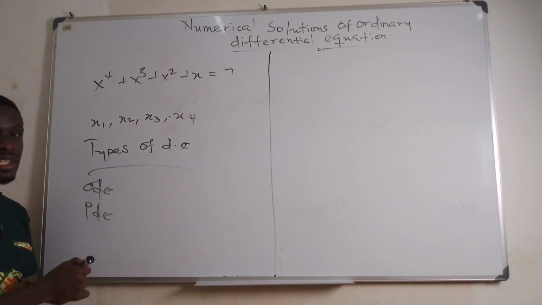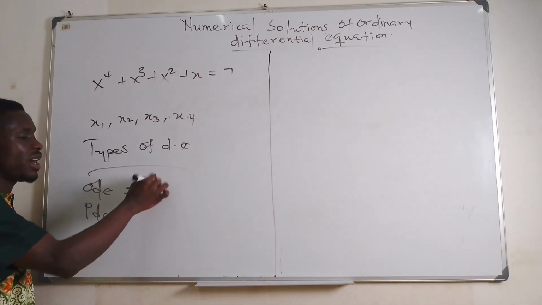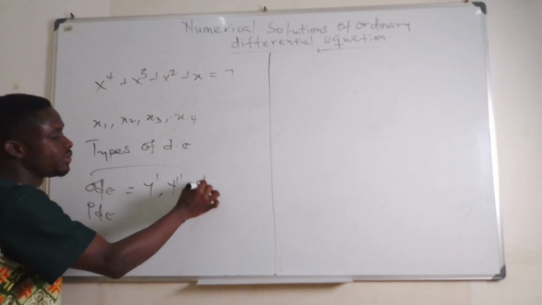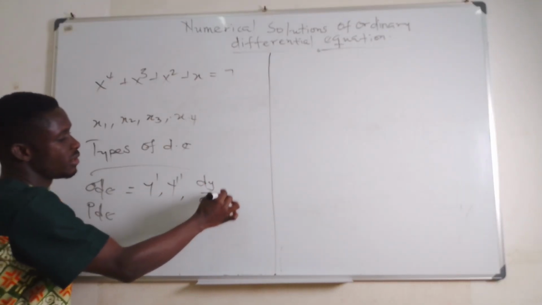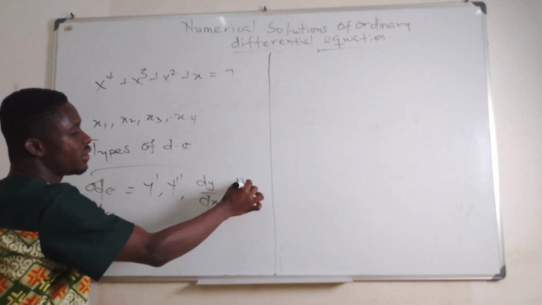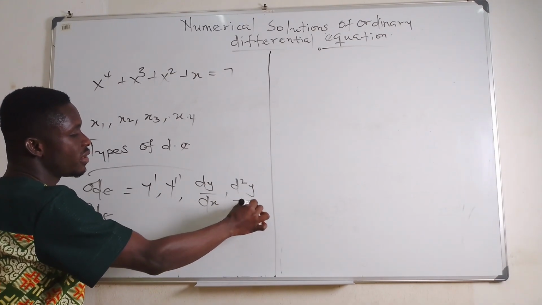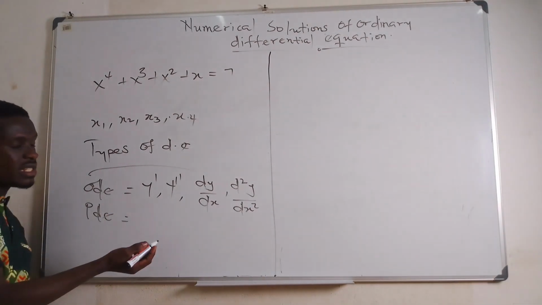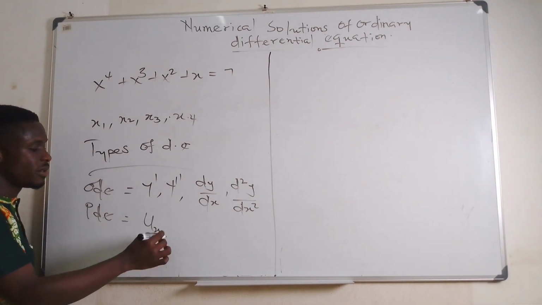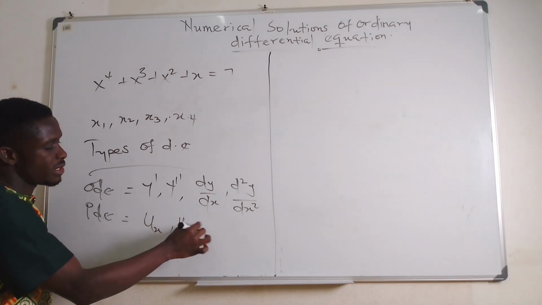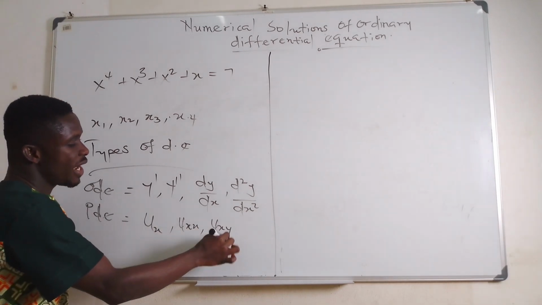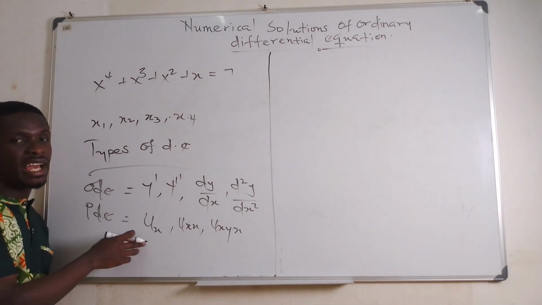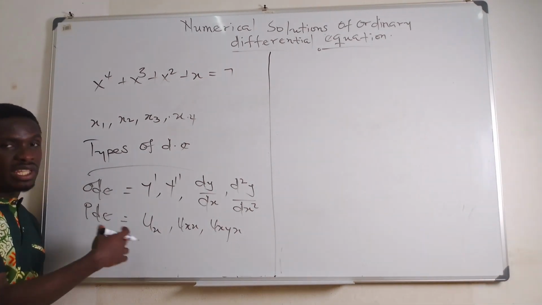So for ODE, it can be written as y prime or y prime prime or dy/dx or d squared y over dx squared. So this is how we represent ODE. But for PDE, we represent it as u of x, u of xx, u of xy. So this is how we also represent PDE. I said that they have one or more independent variables.